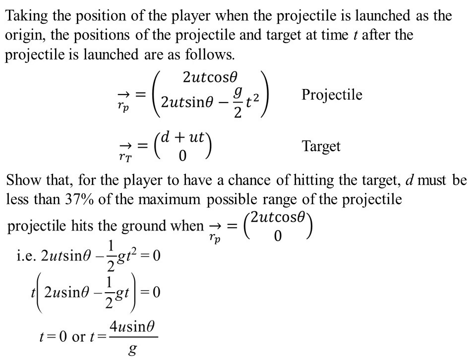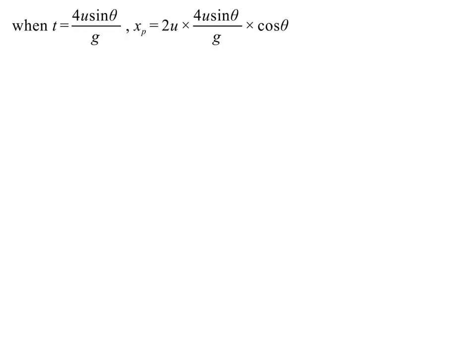So 4u sine theta on g. Okay, I've got that bit of information. I know when the projectile hits the ground. How far away is that then? What's the range of this particle?